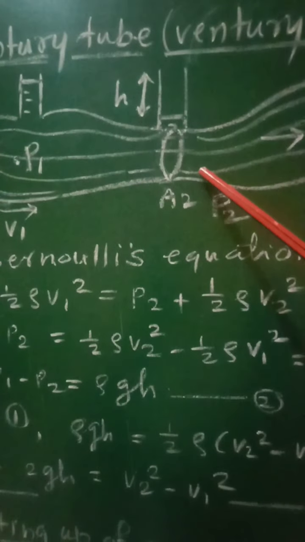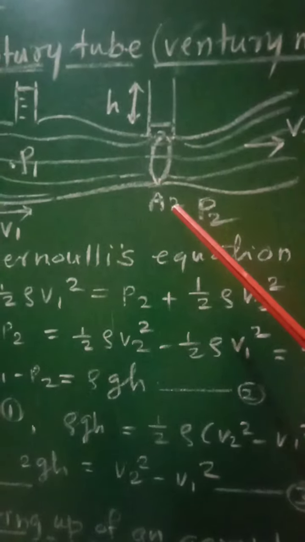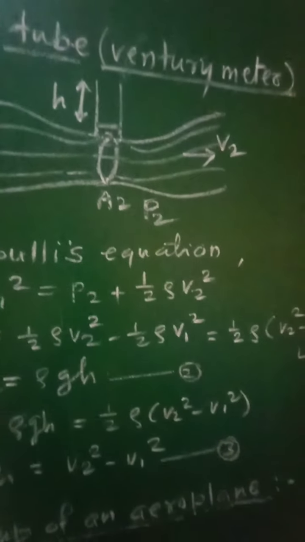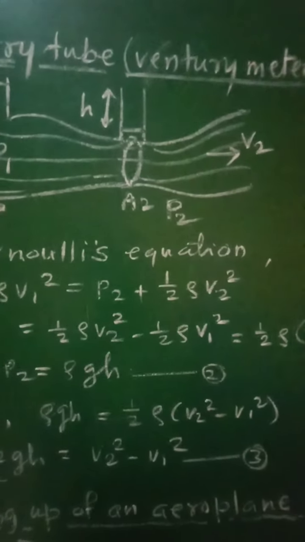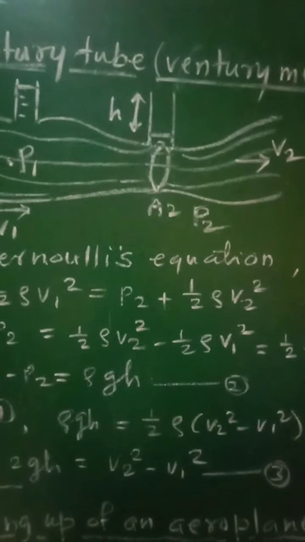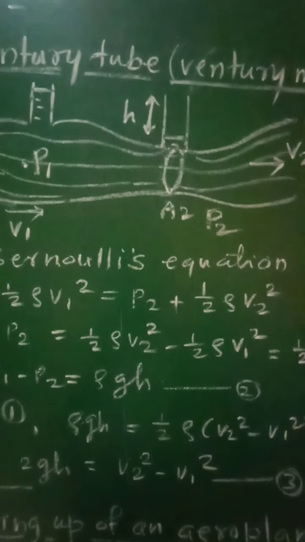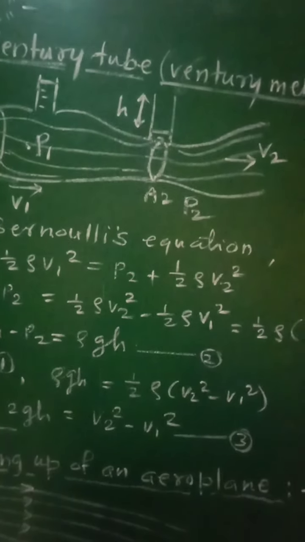Similarly, at the constriction there is a narrower part. At that part of the tube, let A2 be the area of cross section, and hence the velocity will be V2, so that V2 will be greater than V1. Now if you consider these areas, then let V1 and V2 be the speeds at the areas A1 and A2.